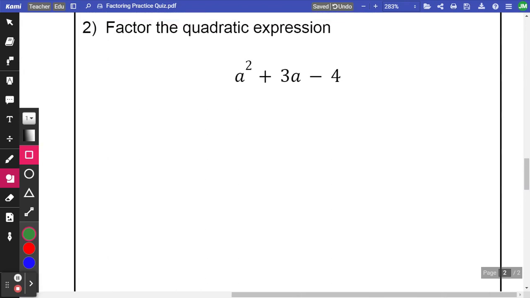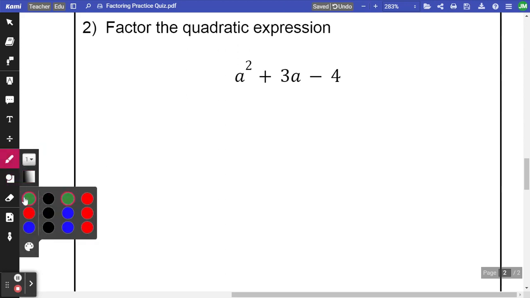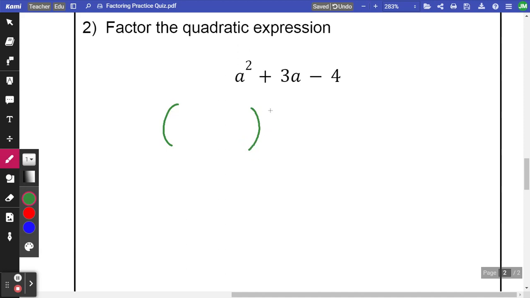Alright, number 2. Let's set up our signs. So we have alternating signs this time around. C is negative, B is positive. So A plus, A minus. And in this scenario here, C is negative and B is positive. That means that the positive factor is going to be bigger than the negative one.